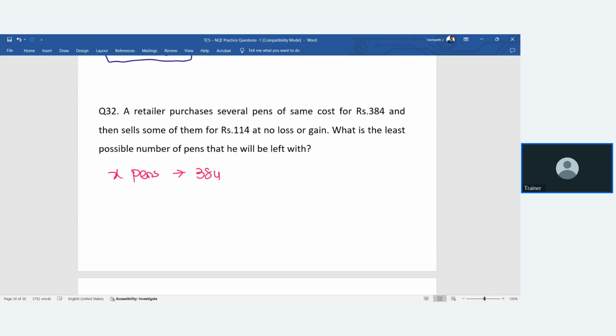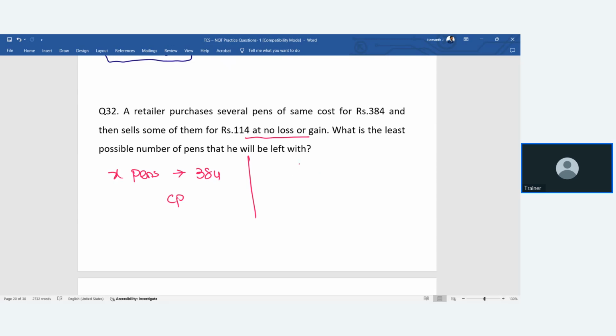Among them he sold some. This is regarding cost price. Now some of them he sold for 114 and he got no loss or no gain. He did not take any profit in that. So some of them he sold for 114. Now what is the least possible number of pens he is left with?